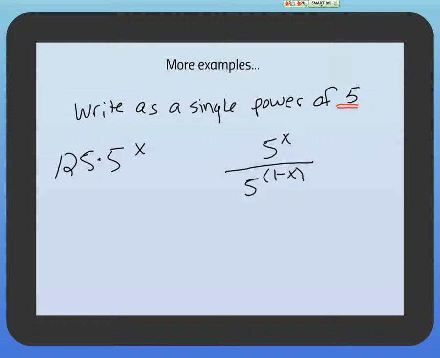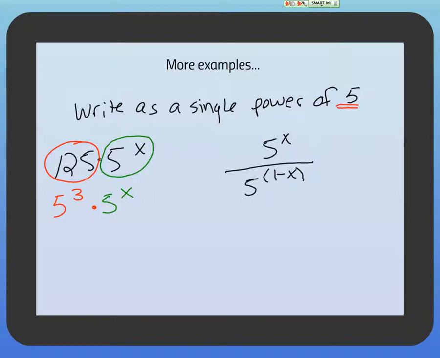Now for the first one, I noticed that part of it, this 5 to the x power, is already written as a power of 5. How can I write 125 as a power of 5? Alright, 5 to the power of 3. So, like I said, the more you start using those, the more you'll remember them. If you don't have it memorized, you've got calculators to play around so you can figure that out.